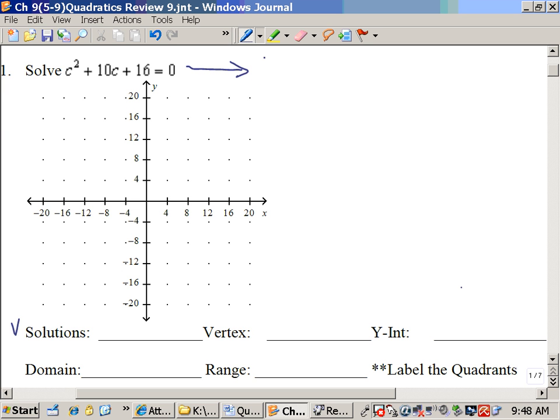To find the solutions, I like to factor. I think that's the easiest. So c plus 2 and c plus 8. They multiply to give me 16. They add to give me 10. Now the solutions would be negative 2 and negative 8. Go to your graph and put a dot at negative 2 and negative 8.